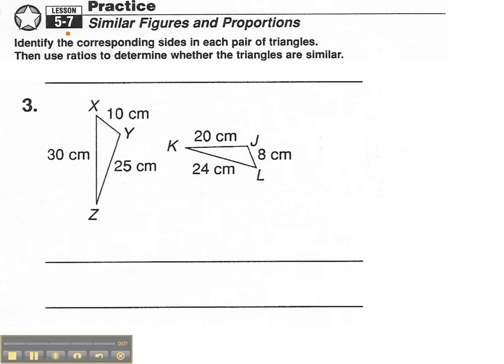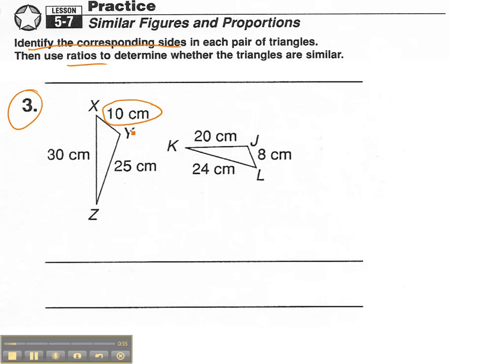The homework is 5-7 practice. I'm going to do problem number 3. It asks us to identify the corresponding sides in each pair of triangles, then use ratios to determine whether the triangles are similar. As we discussed in class, the corresponding sides are sometimes hard to tell because the pictures are not oriented where the corresponding sides are in the same position, but you can always identify the corresponding sides by comparing the two smallest sides.